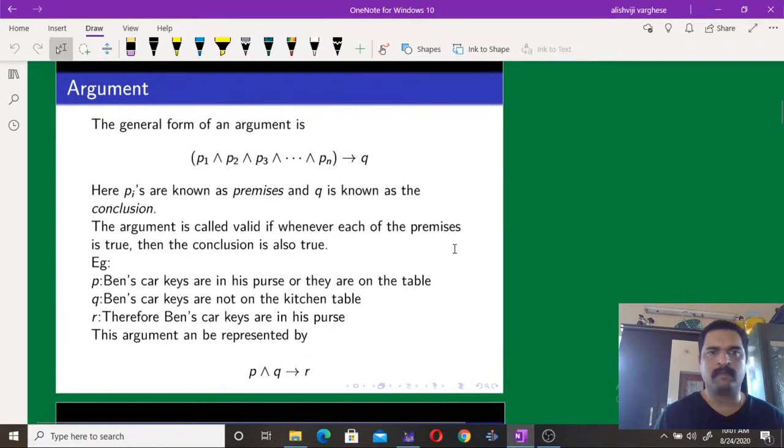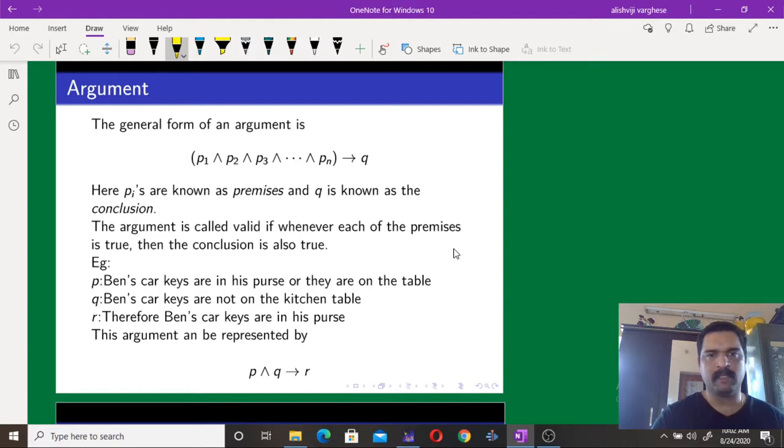The general form of an argument is something like this: P1 and P2 and P3 and so on up to Pn, so n primitive statements, implies Q. A number of primitive statements implies another statement Q. Here P1, P2, etc. up to Pn are known as premises, and Q is the conclusion.